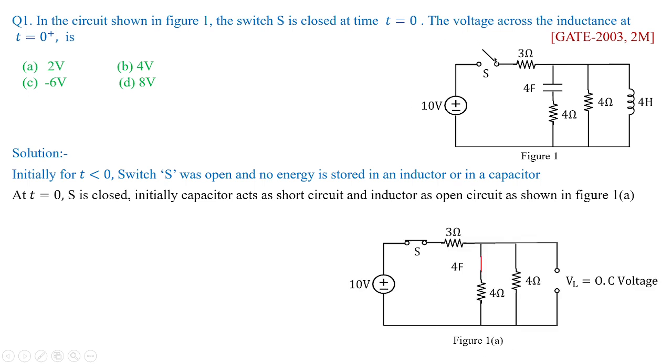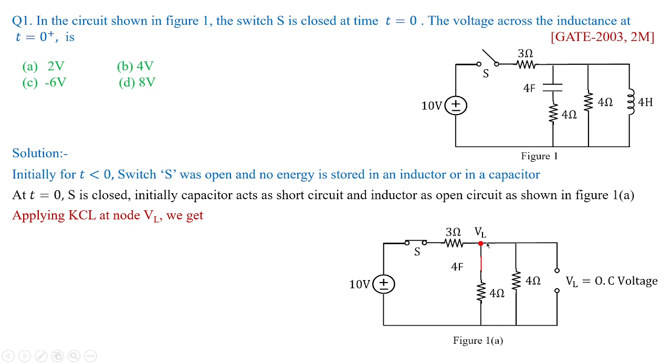Here you can see as soon as the switch is closed, the capacitor behaves as a short and the inductor behaves as open. Based upon this condition, we need to know what exactly the value is that got developed across the inductance. That value of the voltage is nothing but the voltage across the 4 ohm resistance. So we'll apply KCL at node VL. VL is the inductance voltage over here, the open circuit voltage.